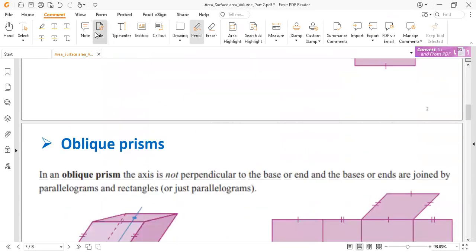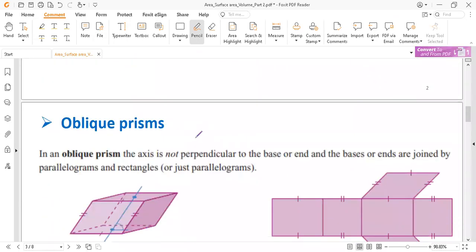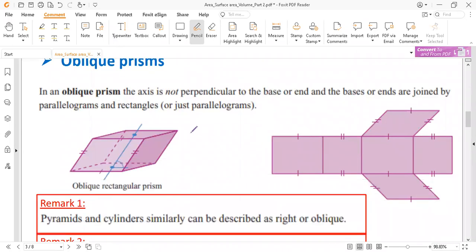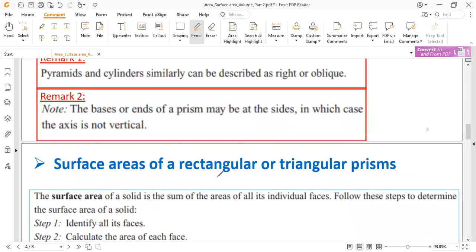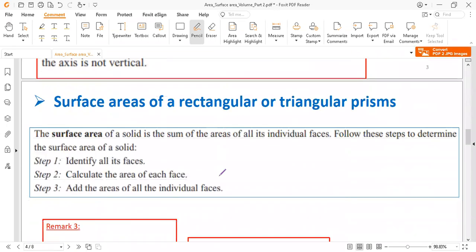So normally we have right prisms and oblique prisms. It is easy to know. We have a prism because the lateral faces are rectangles. All the lateral faces are rectangles, but the bases can be parallelograms. Also, we have a triangular prism. We have a cylinder.